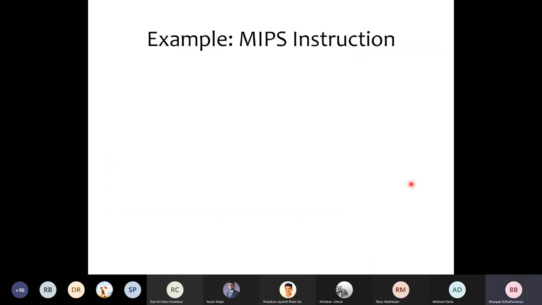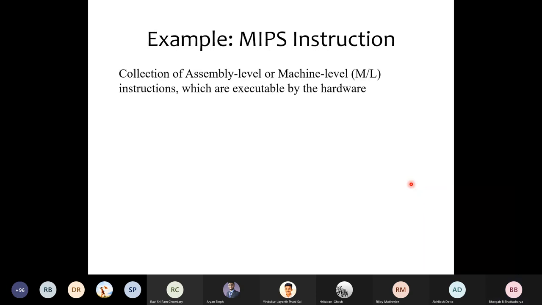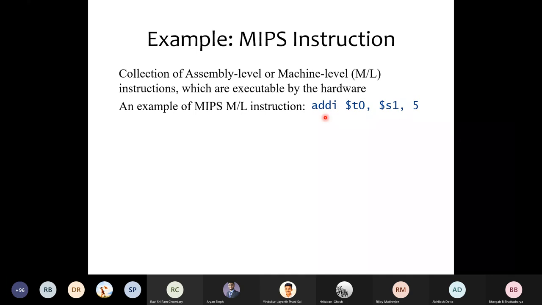Now I give one MIPS instruction here. So it's a collection of assembly language or machine level instructions which are executable by the hardware. One example is this: addi $t0, $s1, 5.